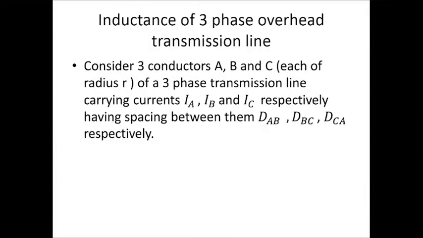Good evening all. Last class we have seen inductance of a two-wire system. Today we shall see inductance of three-phase overhead transmission line. Consider three conductors A, B and C, each of radius R, of a three-phase transmission line carrying currents IA, IB and IC respectively, having spacing between them as DAB, DBC, DCA respectively.